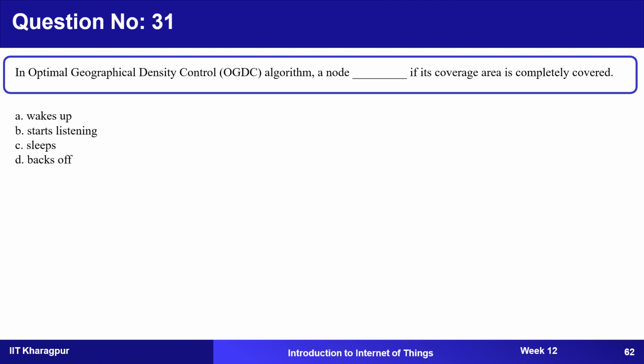C, ma'am, right, because other sensors are doing the work. They are sensing the region which is sensed by that particular sensor. So for a time that sensor can sleep. So correct option is C.